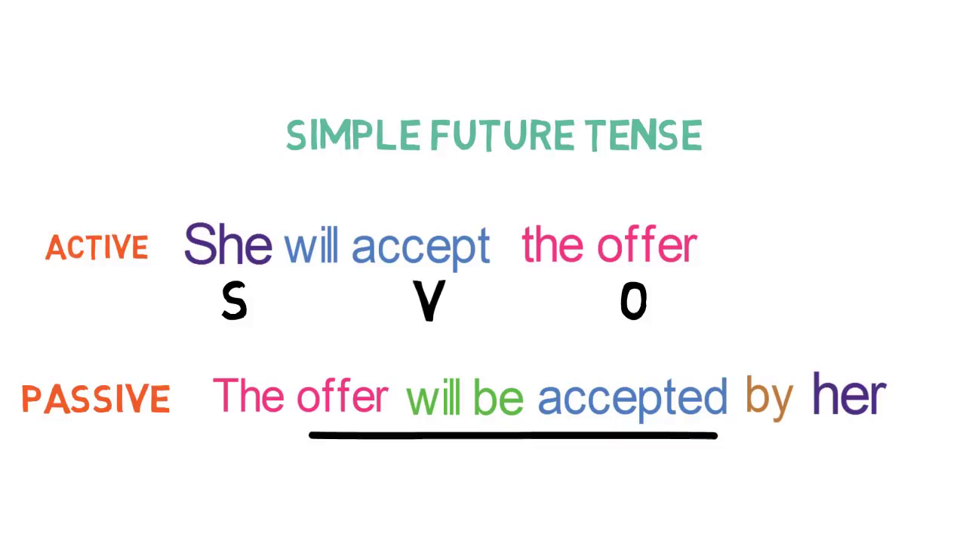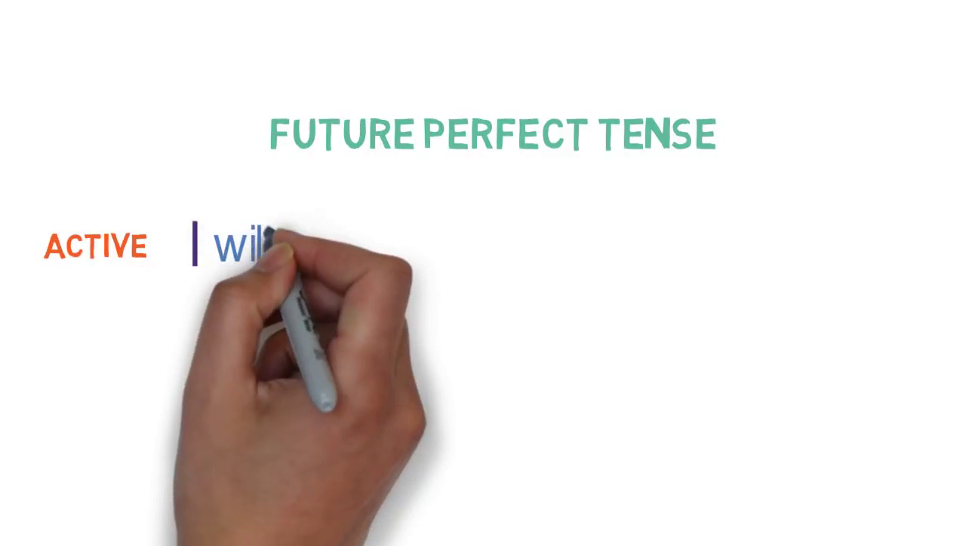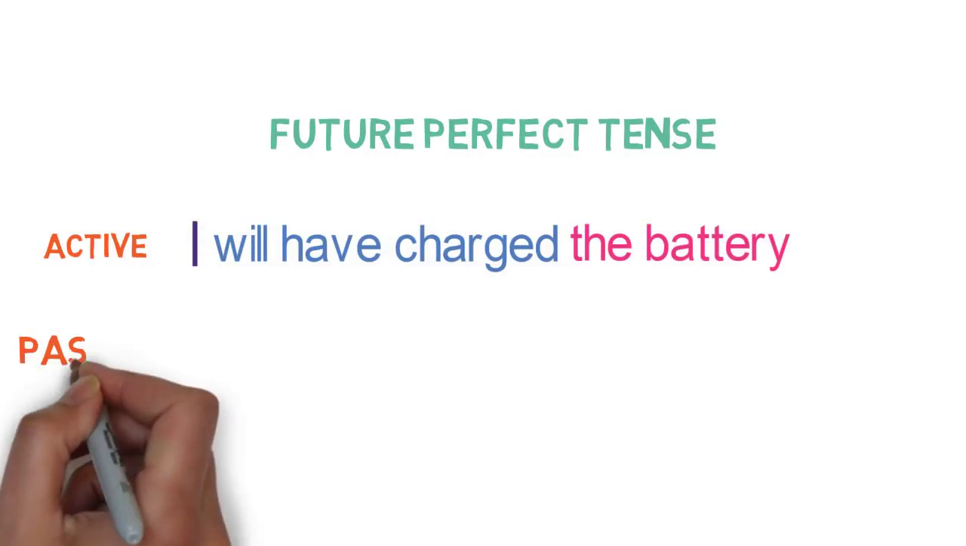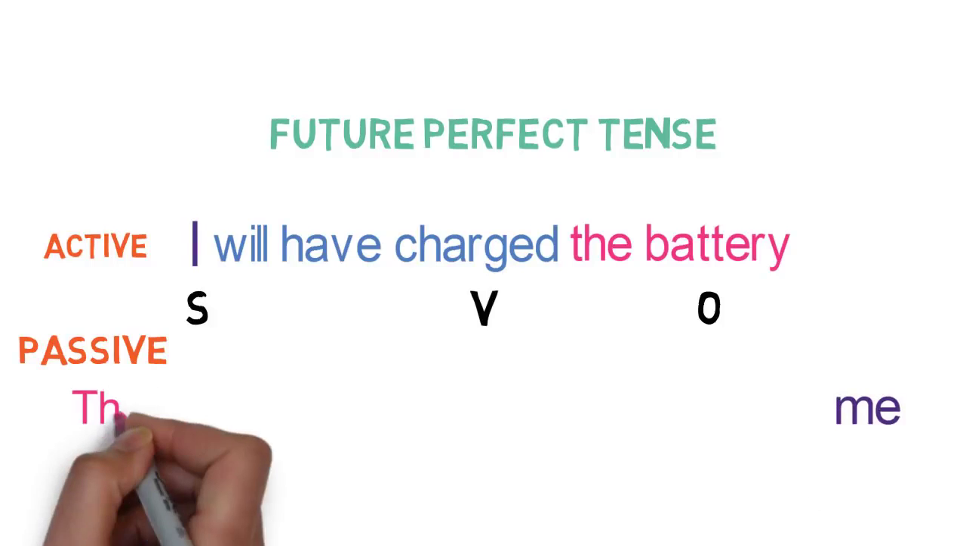Great. Now let's see an example of future perfect tense. Active sentence. I will have charged the battery. Passive sentence. Firstly, the subject here is I, verb is charged and object is the battery. Now let's swap the position of subject and object. So here it will be the battery and at this position it will be me.